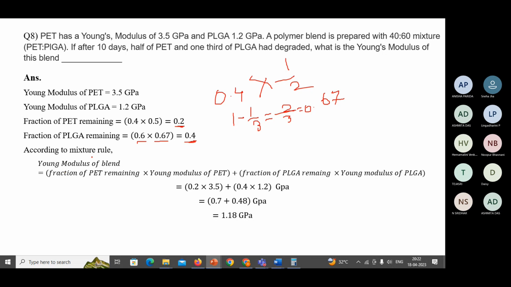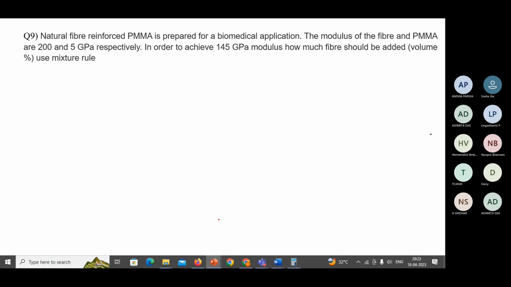Again, we use the mixture rule, which is the fraction of PET remaining times the Young modulus of PET, plus the fraction of PLGA remaining times the Young modulus of PLGA. After a similar process, we get 1.18 GPa, which is much lower compared to the original Young modulus of the blend. Now moving to the next question.